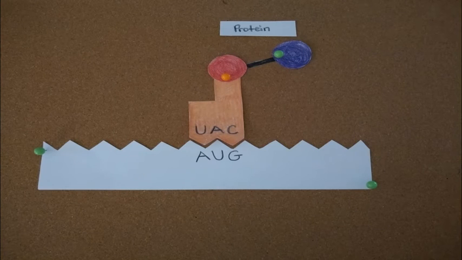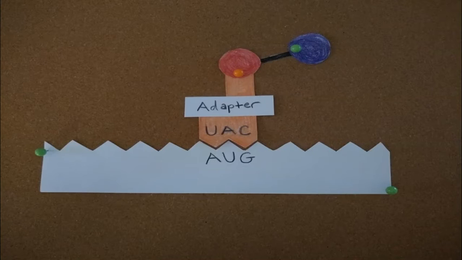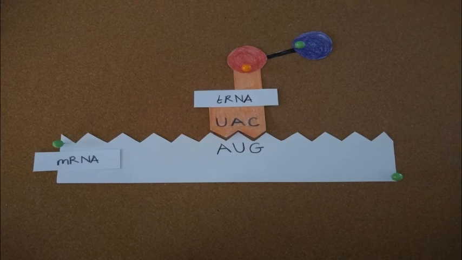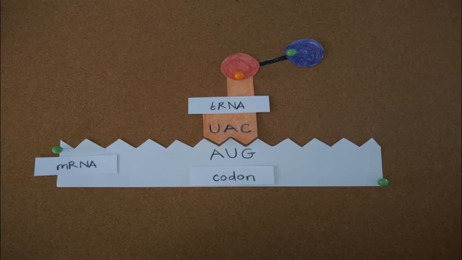nucleotides in the strand. The molecule he called an adapter was later recognized as transfer RNA, or tRNA, which transfers the mRNA strand based on 3 nucleotide sequences called codons into a specific order of amino acids. This process is known as translation.